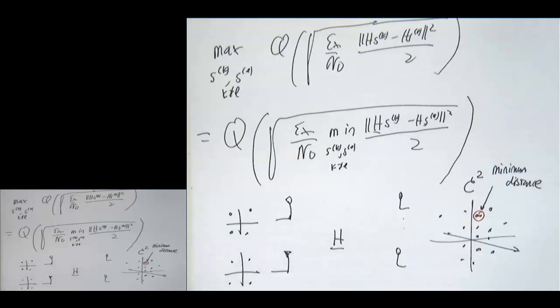Now, the weird thing is that the channel is changing over time. So somehow our performance depends on this minimum distance, and yet that's really determined by the channel. It's not determined by our constellation. So that's just one of the weird properties here of the maximum likelihood detector. But that's one of the reasons that makes it interesting.